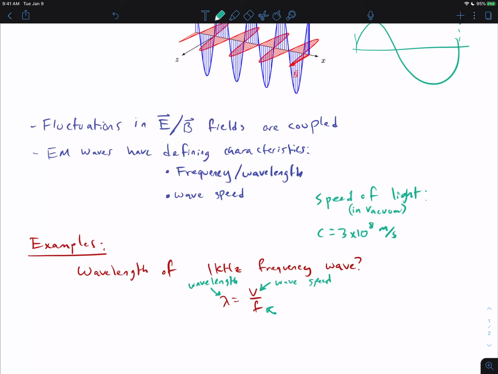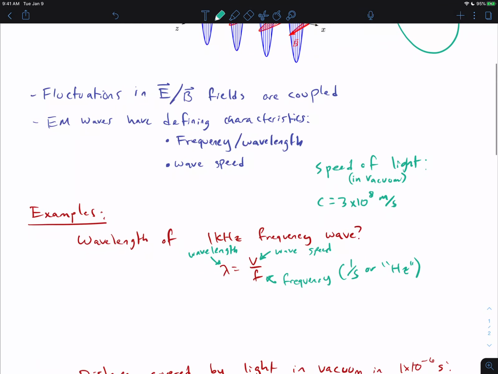Okay, and then the last thing here is frequency. And frequency, if you remember, we have a special unit for this. This is 1 over seconds, which is nicknamed hertz. Okay, so now that we have this, remember my wavelength is a length, so its unit is meters, and my wave speed is meters per second. Now that we have this, we can write this out for light.